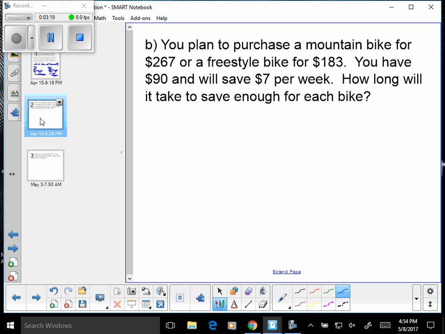Let's look at number 2, or example B. You plan to purchase a mountain bike that costs $267 or a freestyle bike for $183. At this point, you have $90, which isn't enough, obviously, to buy either the mountain bike nor the freestyle bike. And you're going to figure on saving $7 per week. Okay, so $7 times the number of weeks.